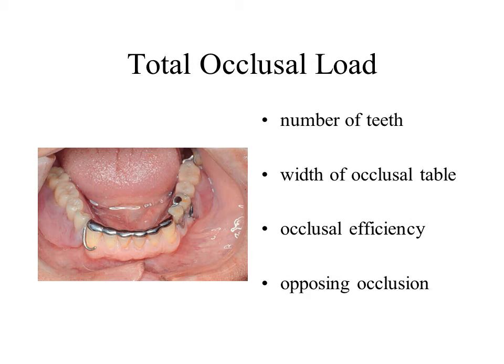The total occlusal load applied is influenced by the number of teeth, the width of the occlusal surfaces, and their occlusal efficiency. Thus, less loading is applied with an opposing denture, fewer teeth, narrower table width, and anatomic tooth forms. It should be noted that these modifications are not always desirable or practical.